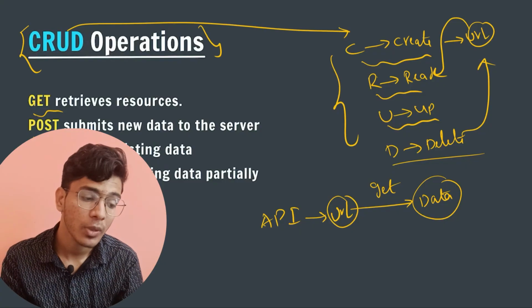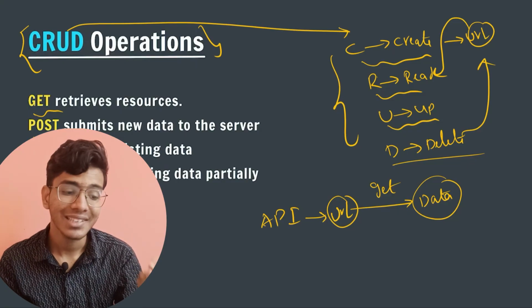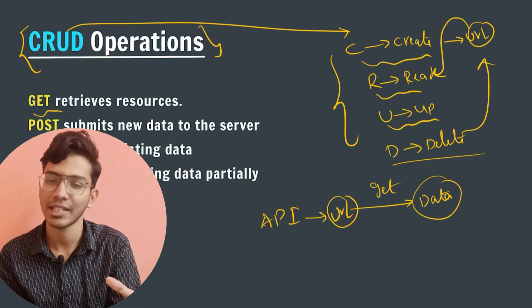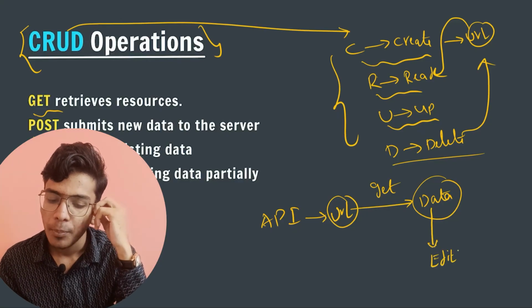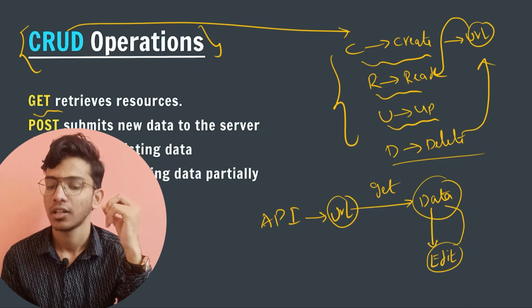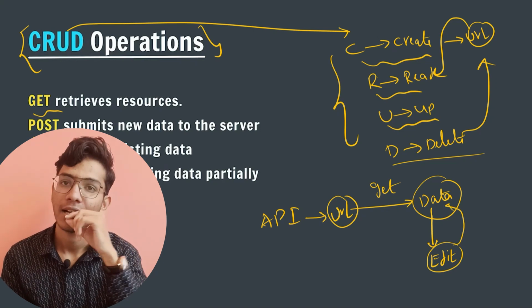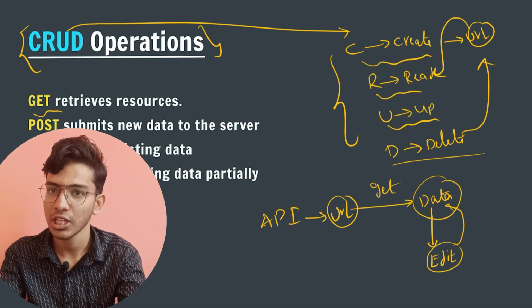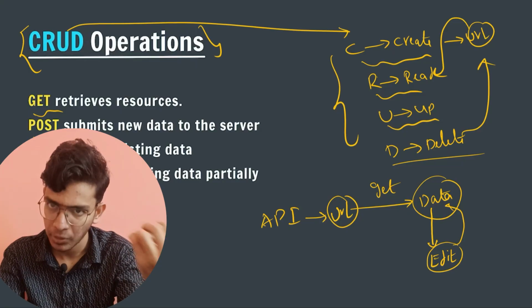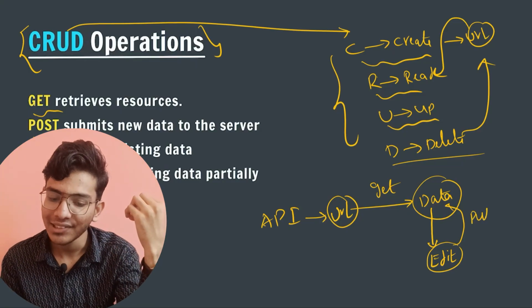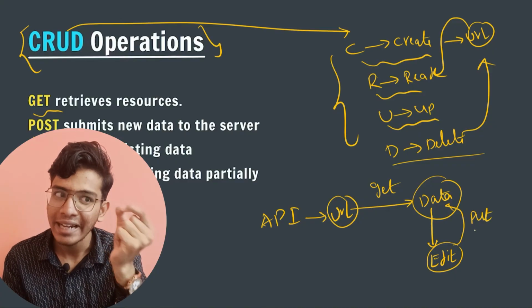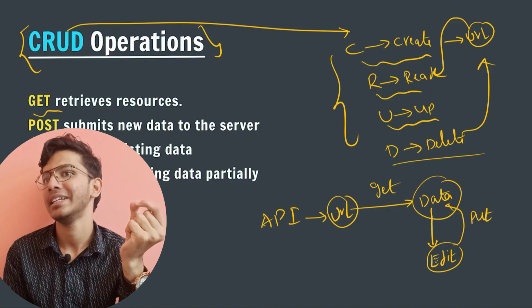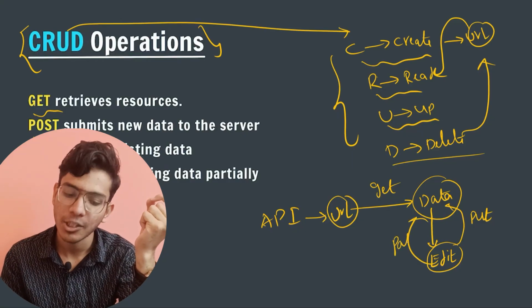Okay, now the next method is the PUT method. PUT method is used to change the existing data. Let's say I got this data and I want to perform a complete edit on this particular data, a complete restructuring, or you can say editing, on this particular data. Then in that case I will use the PUT method. If I want to edit a particular part of that data, then I will use the PATCH method.